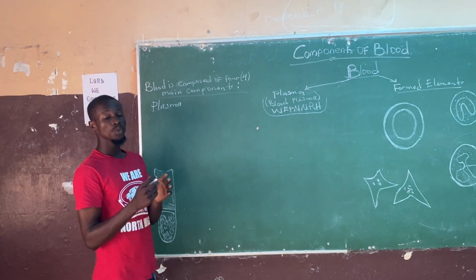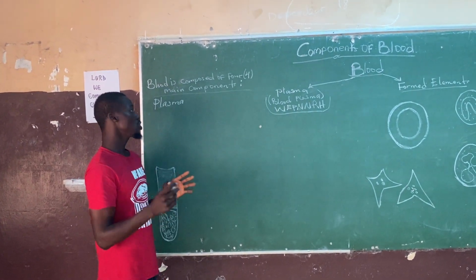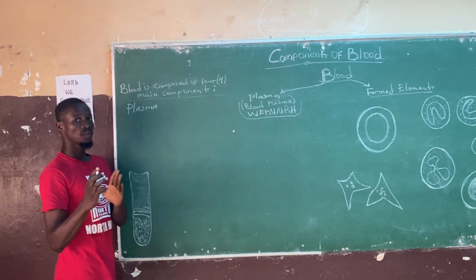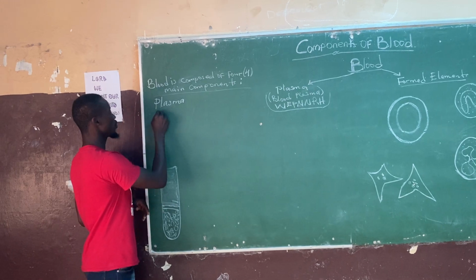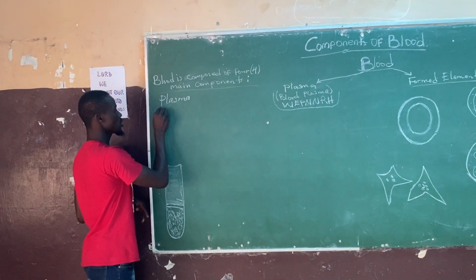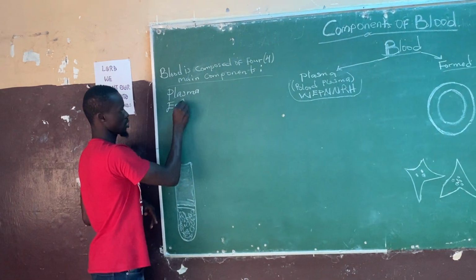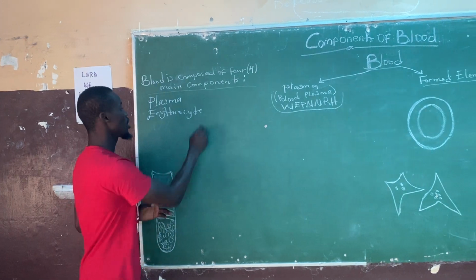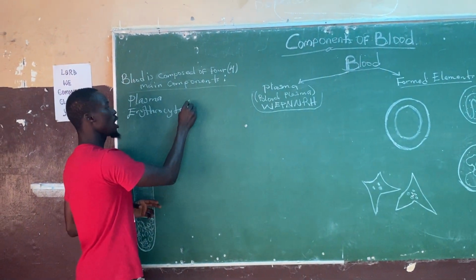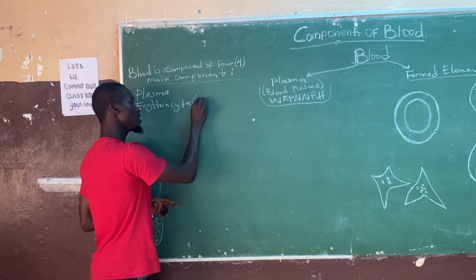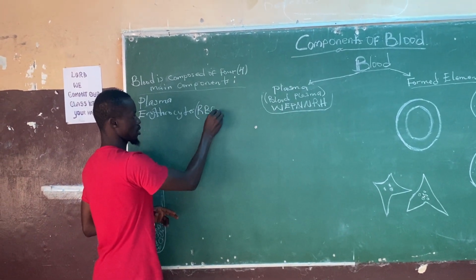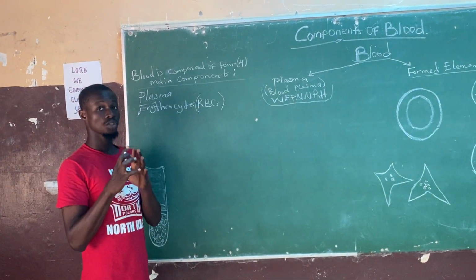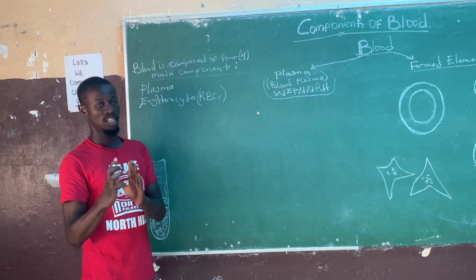Now the plasma, also referred to as the blood plasma, constitutes a very huge percentage of the blood. The next component of the blood is referred to as the erythrocyte. The erythrocyte is also referred to as the red blood cell or the RBC. That's another name for the erythrocyte. And I will give the functions of each of these components step by step.